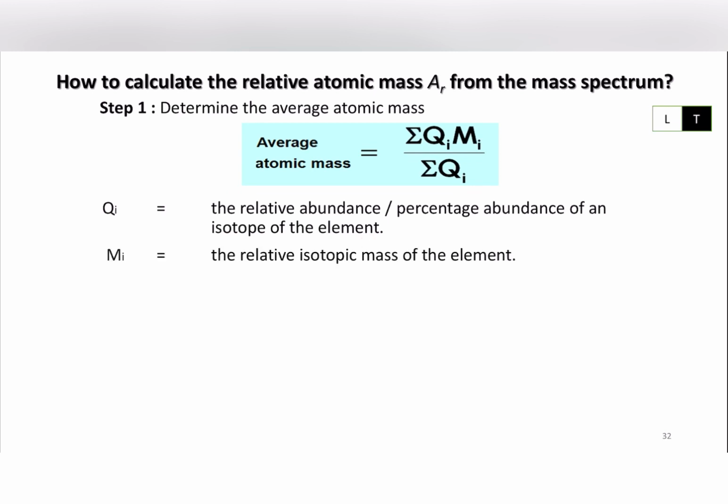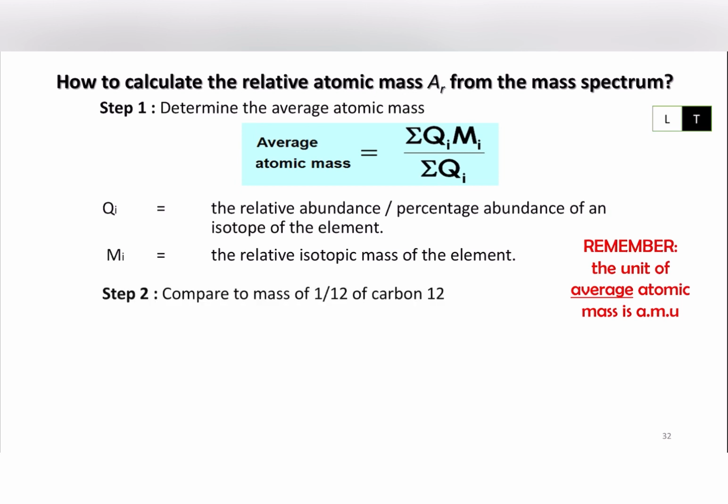Next one, we have Mi. Mi is the relative isotopic mass of the element. The relative isotopic mass of the element depends on the questions given. Sometimes it will give you in 4 decimal places, or sometimes it just gives you in 2 significant figures. So depending on the question given, you are going to use that value for relative isotopic mass. Next part, you have to remember the unit for average atomic mass is still atomic mass unit, amu.